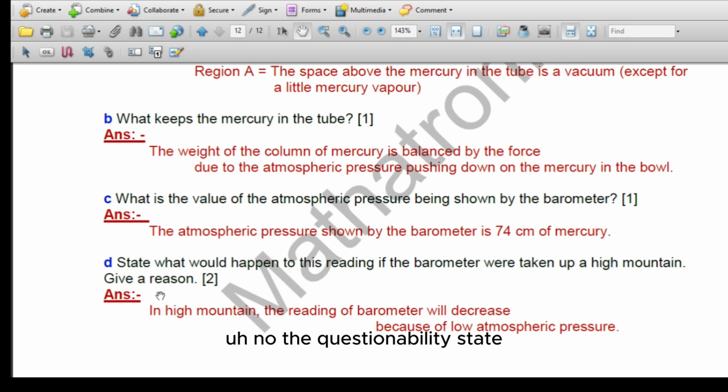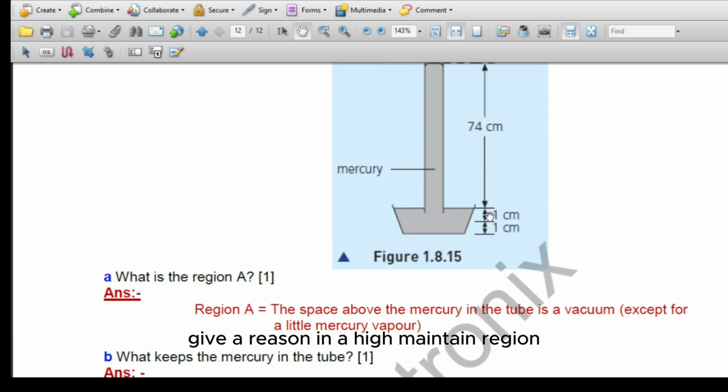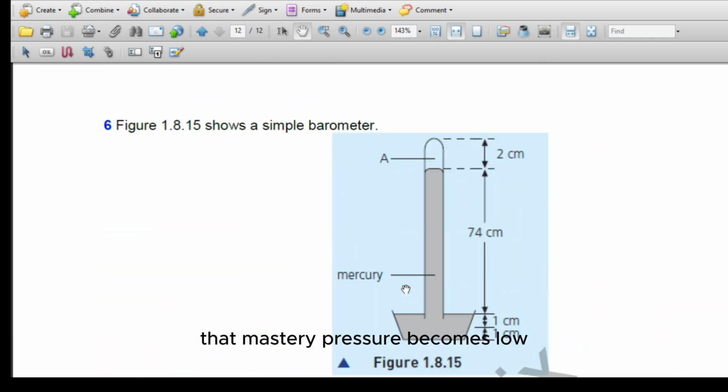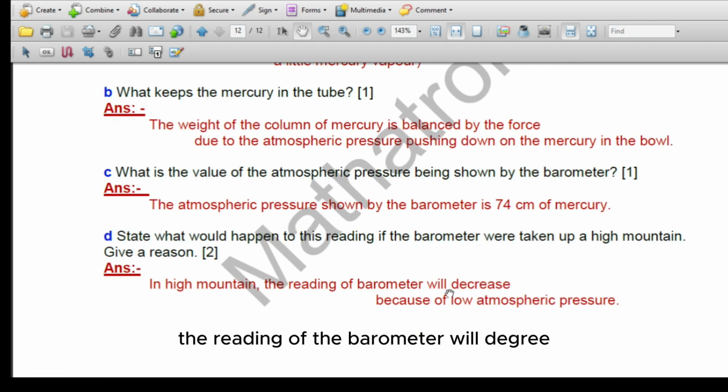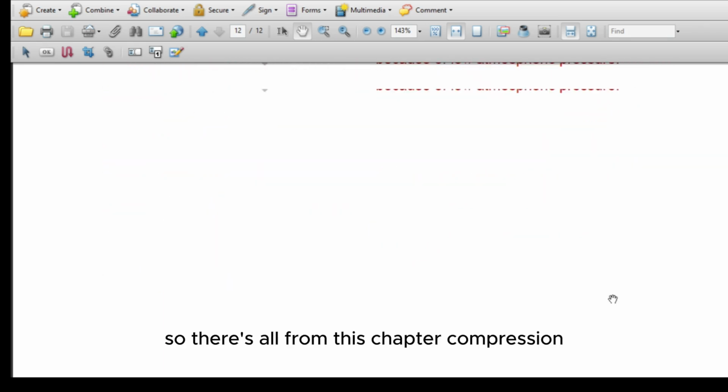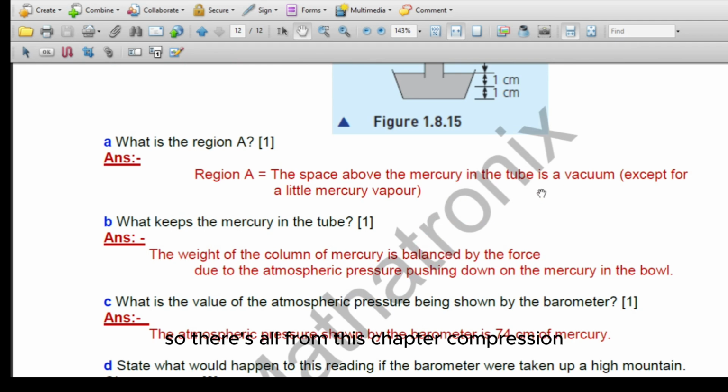Now, question D, state what would happen to this reading if the barometer were taken up a high mountain. Give a reason. In a high mountain region, the atmospheric pressure becomes low. So in that case, this mercury level will decrease. So in a high mountain region, the reading of the barometer will decrease because of low atmospheric pressure. So that's all from this chapter on pressure. The next time we will learn some other topics.